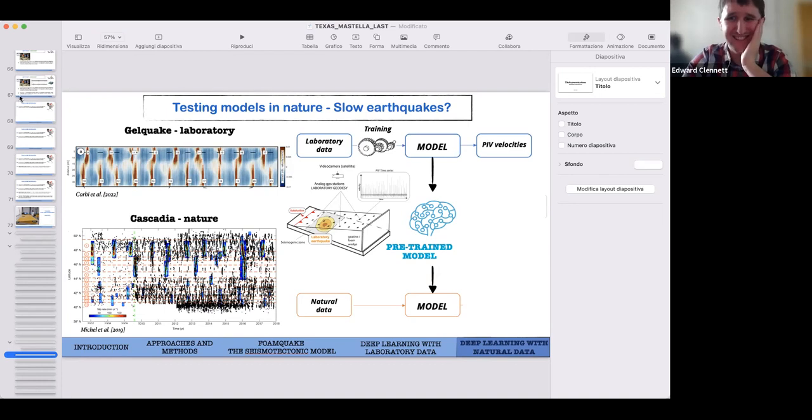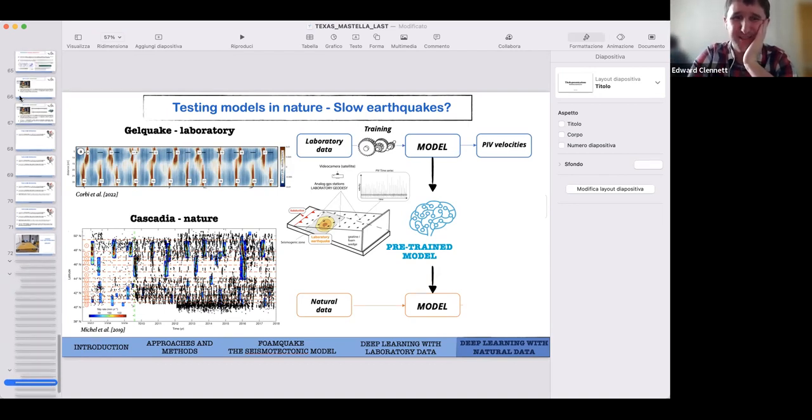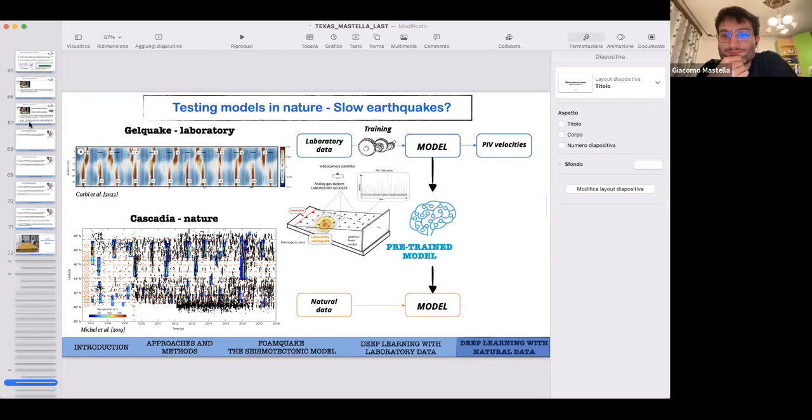Sounds great. Do we have any more questions? That covered my question. I was just about to ask about extending the model to natural earthquakes and if it was flexible enough to do that. I do have a more technical question about the PIV.